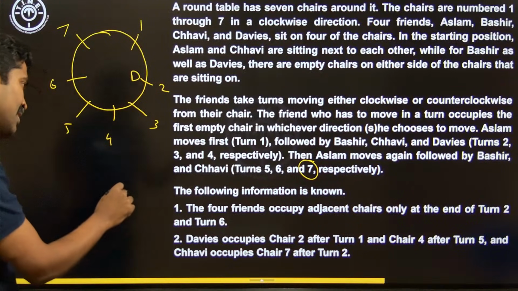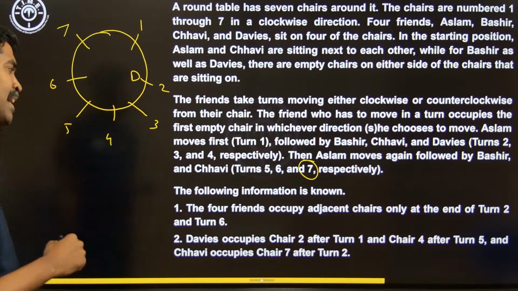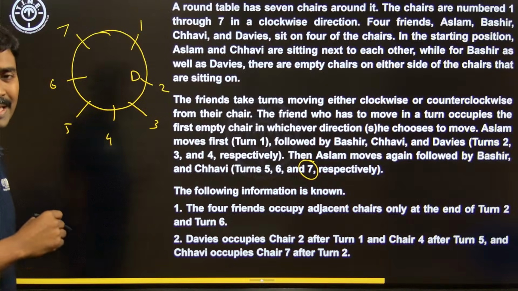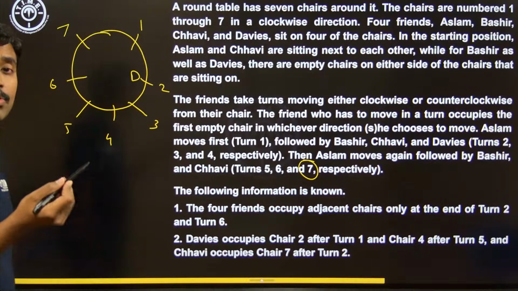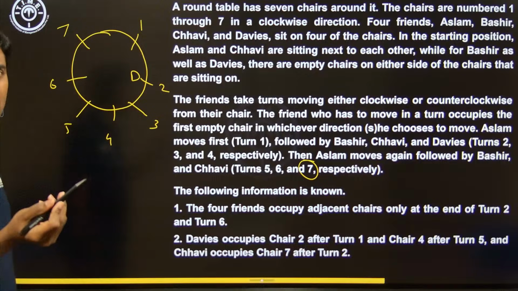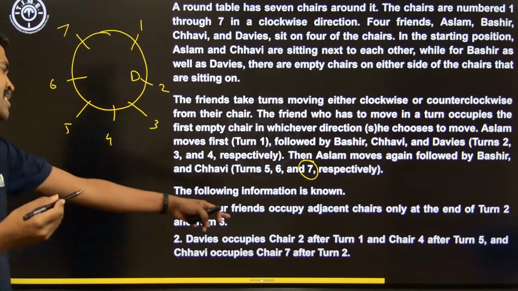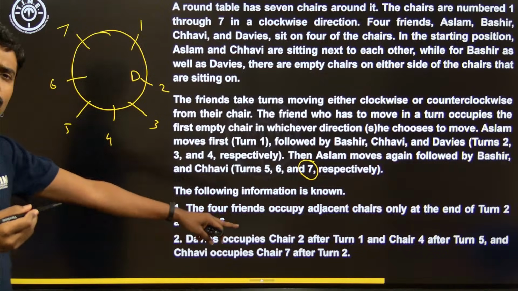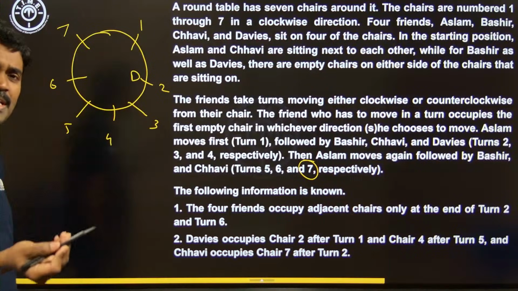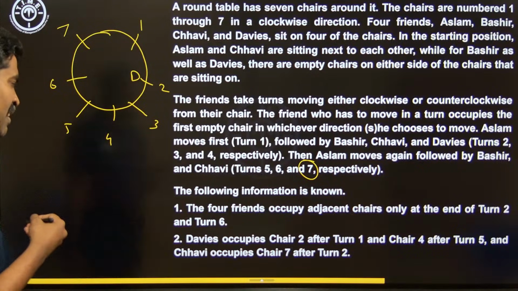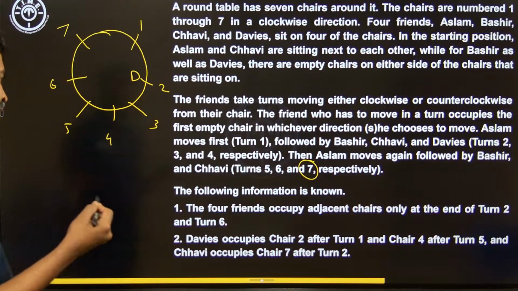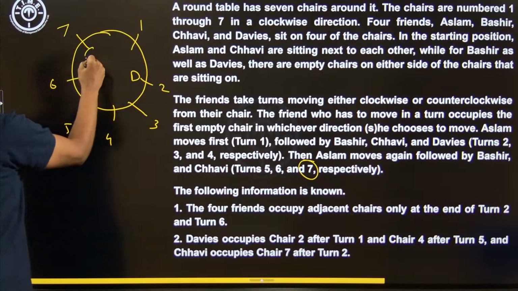And we have another. C occupies chair 7 after turn 2. Okay, after turn 2, who moved in turn 2? B. A and then B. So C was sitting in chair 7 after turn 2 as well as after turn 1 as well as at the start of the game. So where was C sitting? C was sitting in chair 7. This is C.